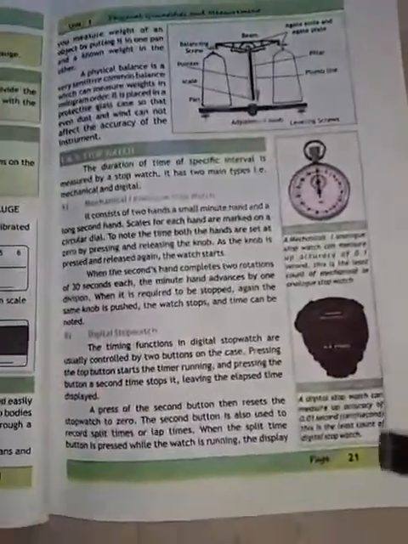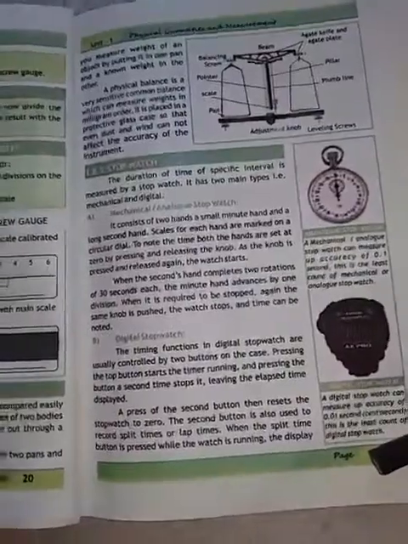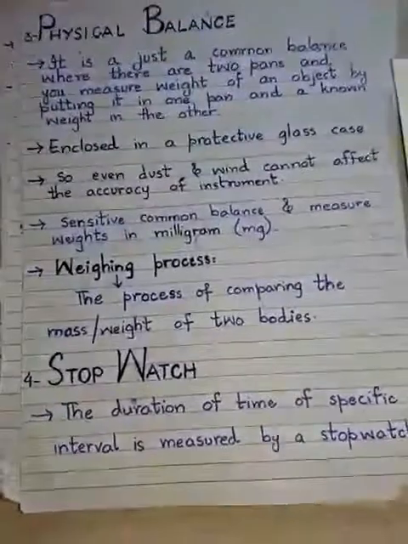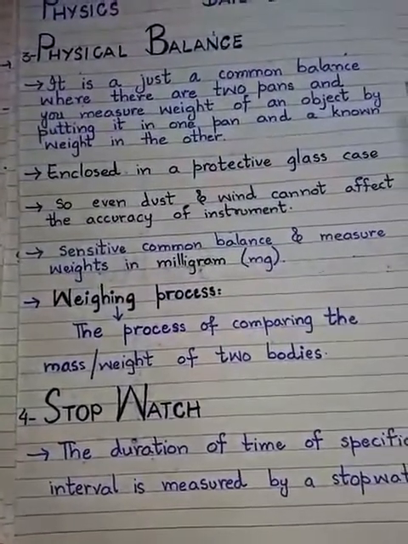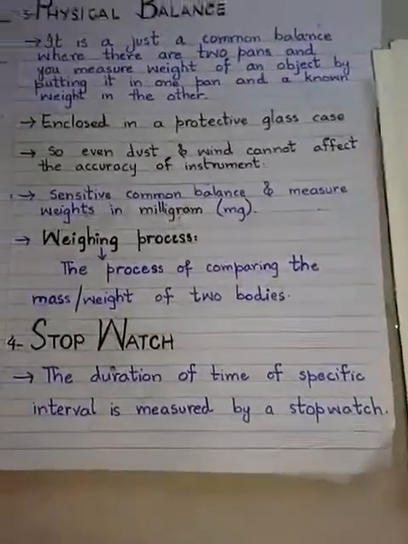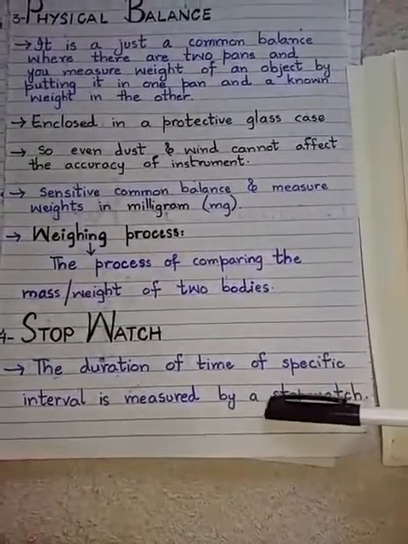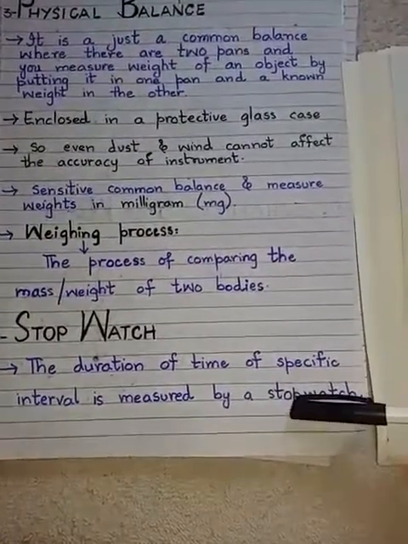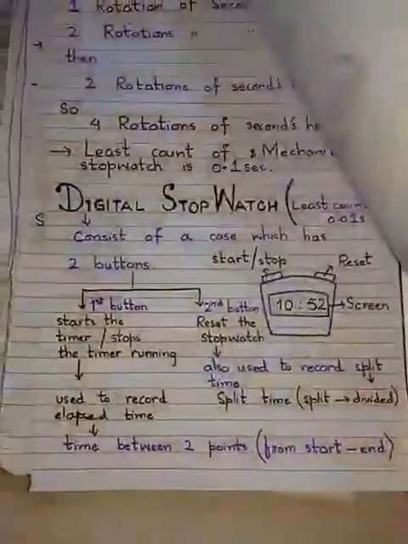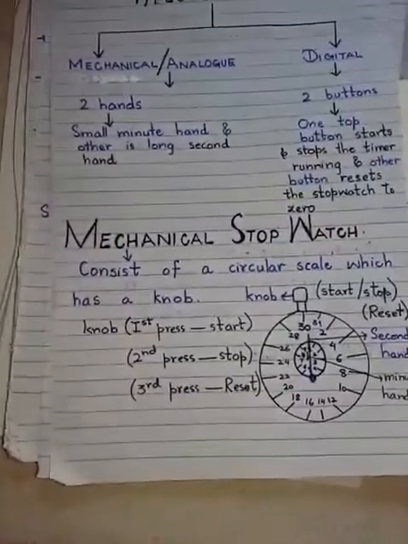The next one, girls, is the stopwatch. This topic is given in your book on page number 21. What is a stopwatch, girls? A time measuring device is simply known as a stopwatch. The definition is given: the duration of a specific interval is measured by a stopwatch. So whenever we want to measure a specific interval, we commonly use a stopwatch.